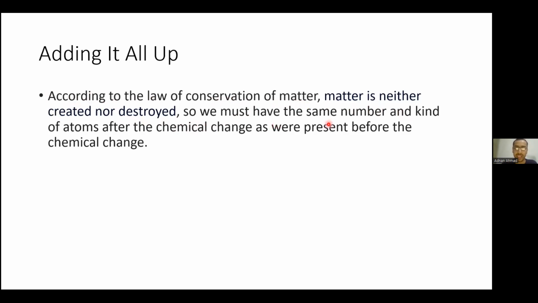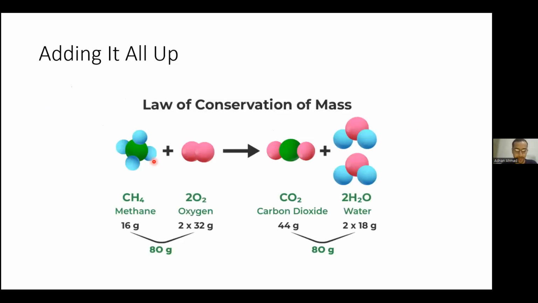So we must have the same number and kind of atoms after the chemical change as were present before the chemical change. So this balance in nature is very important. Like on the planet Earth, the matter which was created millions and millions or billions of years ago is pretty much the same at this point. So, law of conservation of mass, or law of conservation of matter.